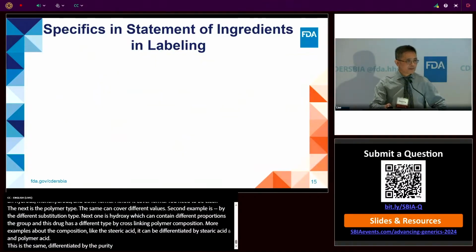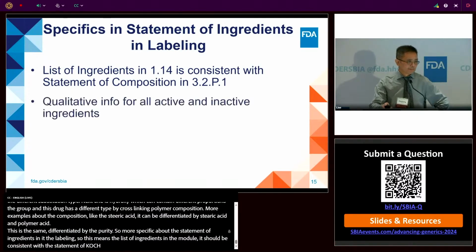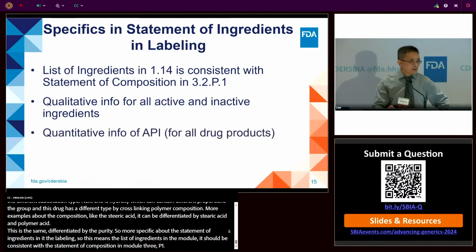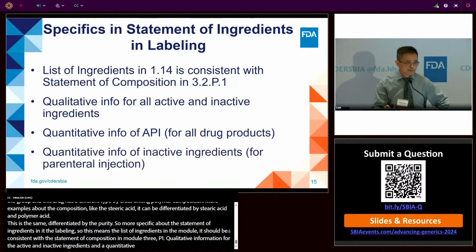So more specifically about the statement of ingredients in the labeling. This means the list of ingredients in eCTD Module 1, section 1.14, should be consistent with the statement of composition in Module 3, P1. It needs qualitative information for all the active and inactive ingredients in the labeling, quantitative information of the API for all drug products, and quantitative information for inactive ingredients for parenteral injections.